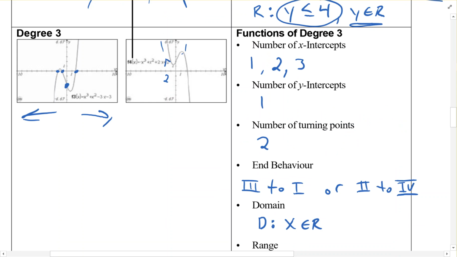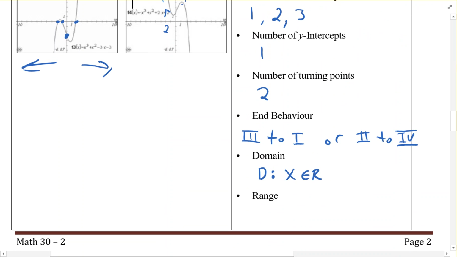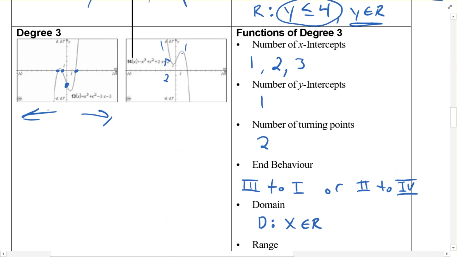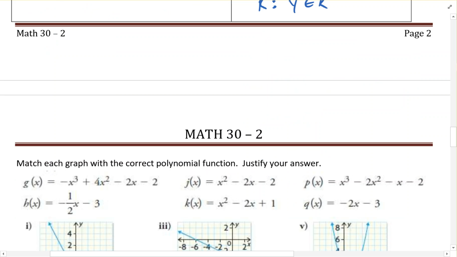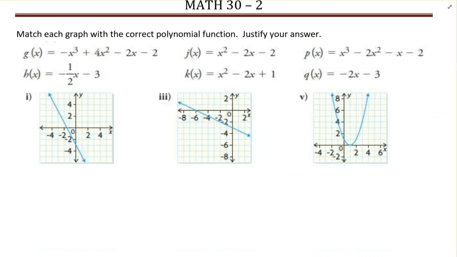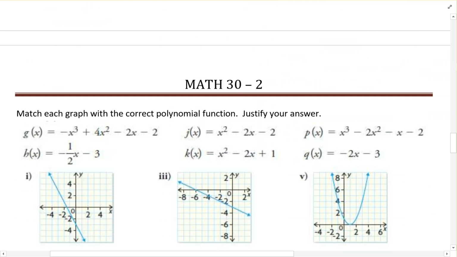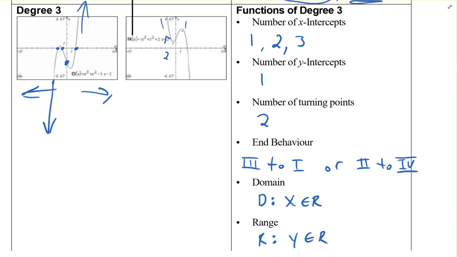Your range, well, in this one it's actually quite a lot easier, because this is also just going from forever that way to forever that way. So along the y-axis, the range, R, is going to be y is a member of the reals. So a bit easier for that one. Okay.